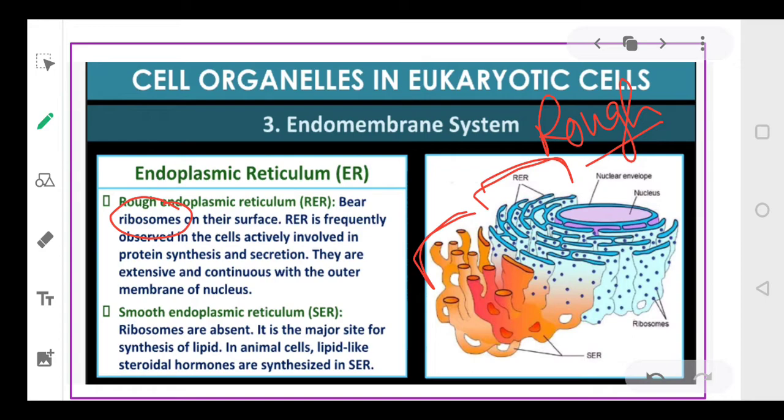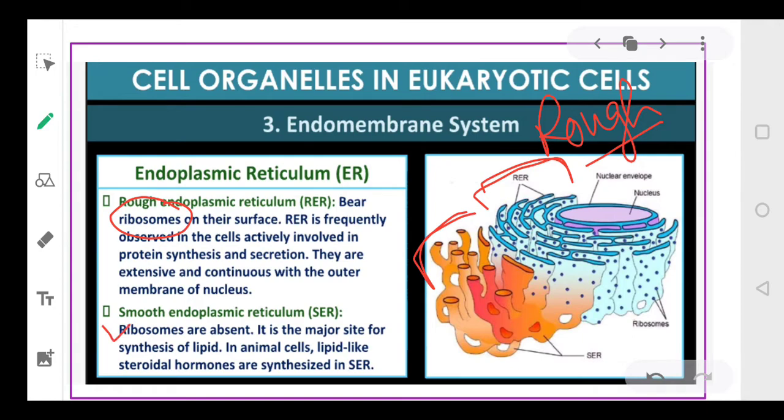And dear students, what is the function of ribosomes? Just now we have discussed. What is the function of ribosomes? They help in protein synthesis. Clear? So your RER is involved in the synthesis of proteins.